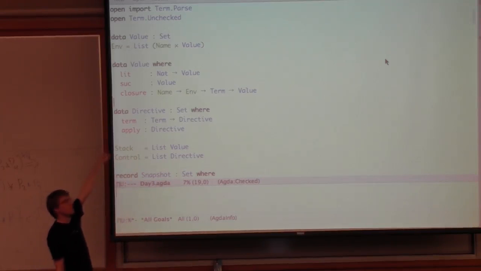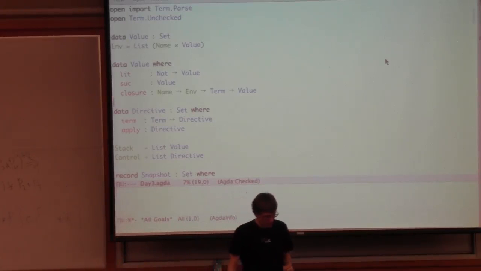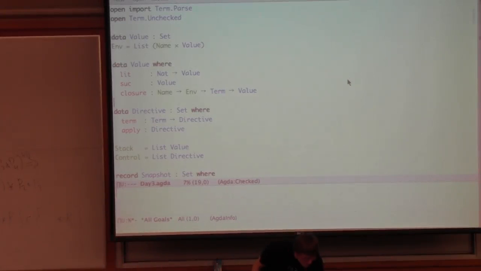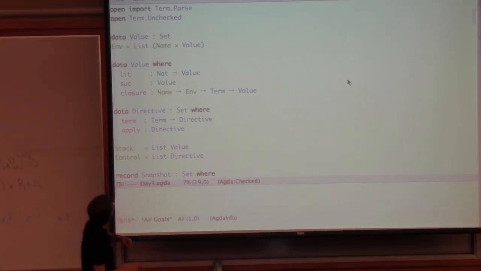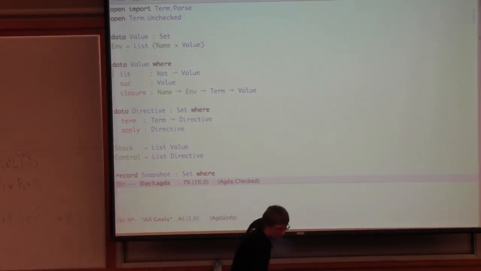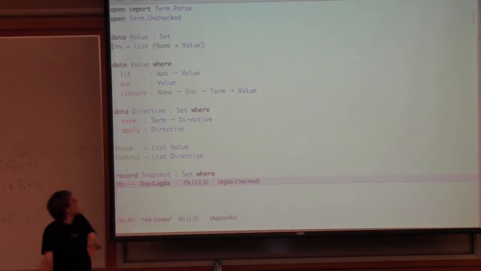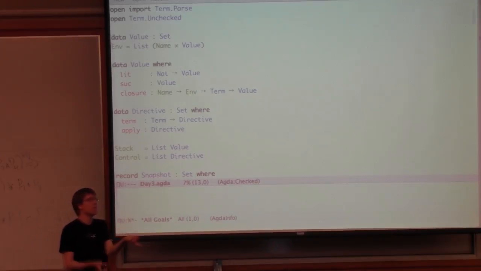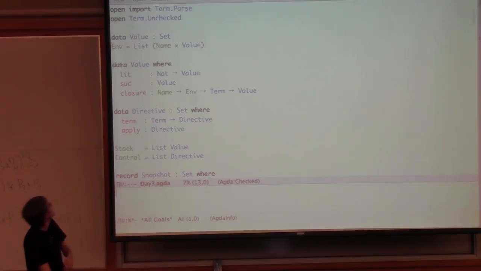So what's a closure? Well, it's a lambda with an environment tacked on. And then the environment component of the SCCD machine, as you see, is defined up here. It's a list of name value pairs, so it's a mapping from variable names to values. So that's what the E is.